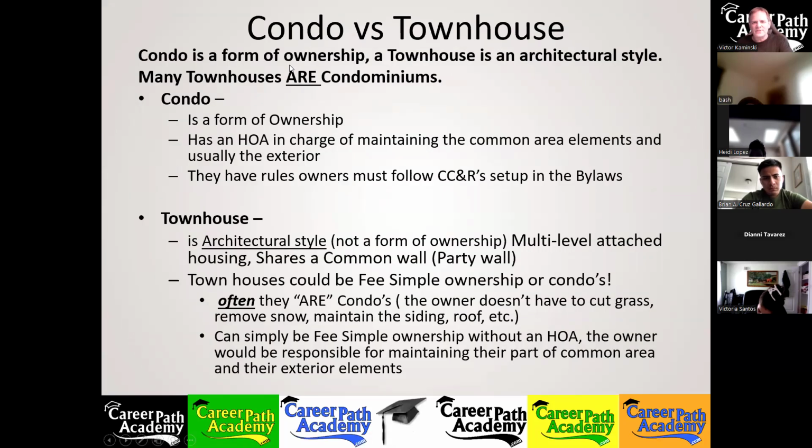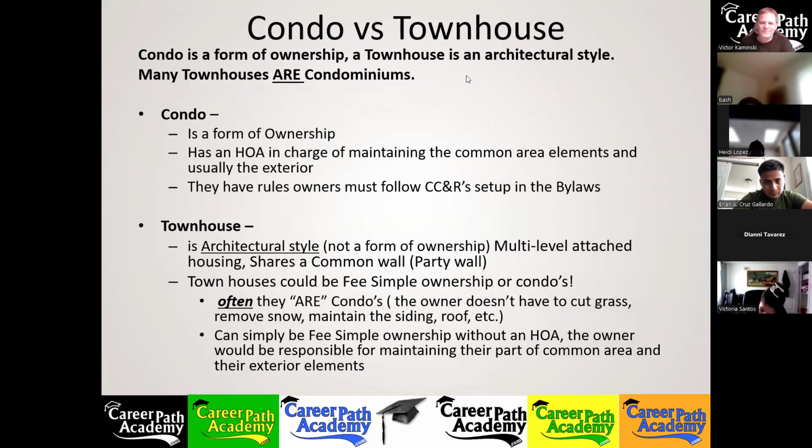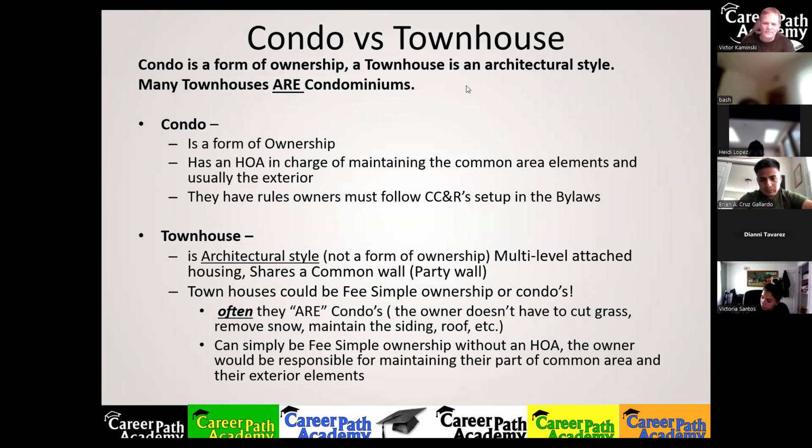So a condominium is a form of ownership and a townhouse is an architectural style. That's the difference. You'll need to know it for the exam because they always put it on the exam, because people are always screwing it up. I'll tell you right now, we see it on the exam: knowing the difference between a condo and a townhouse. Condominium is a form of ownership, fee simple ownership with rules created by the HOA that you need to follow. Townhouse is an architectural style.